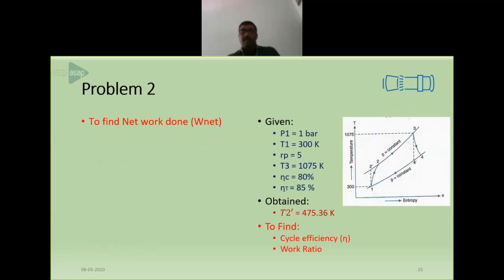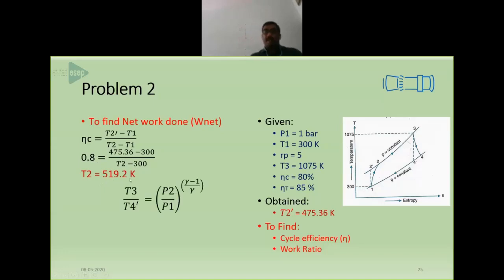Again we are proceeding to find out the net work done. Here we have the compressor efficiency, which is given. It is 80%, which is equal to (T2 dash minus T1) divided by (T2 minus T1). Substituting all the values, because T2 dash you have already found out, T1 is given in the question, and 0.8, the compressor efficiency, is given in the question, you will get T2 as 519.2 Kelvin.